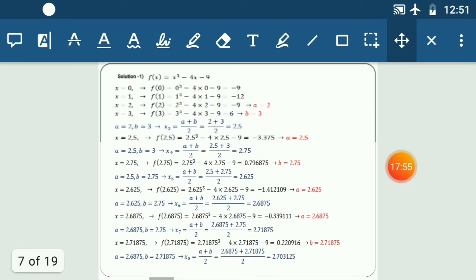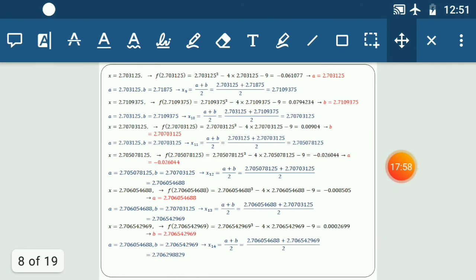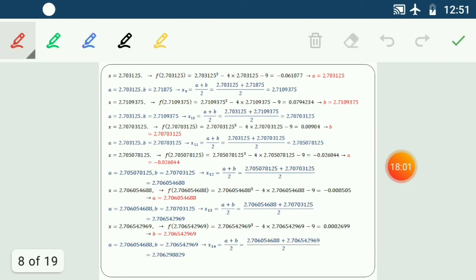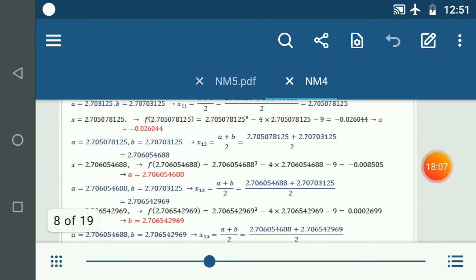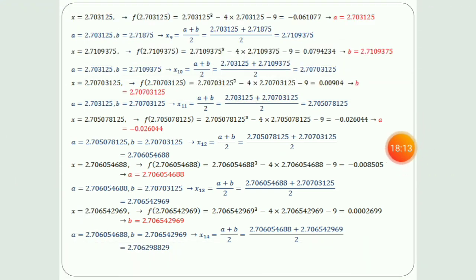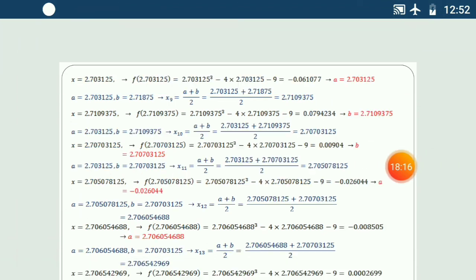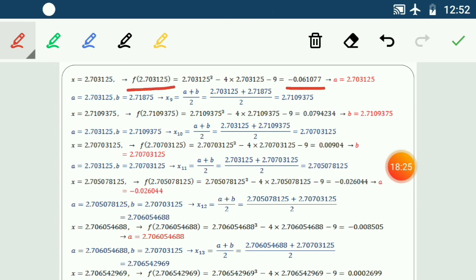Here we can see the number of iterations are going on. Why? Because we are not getting a particular f of x, that is f of x equals to 0. And if we are not getting f of x equals to 0, that means we have to go for the different iteration. Okay, so here you can see f of x is minus 0.06, f of x is 0.07, f of x is 0.009, f of x is 0.02. That means slowly we are converging towards the 0 point. Okay, this is how much? 0.008. That means we are slowly converging towards the 0 point.